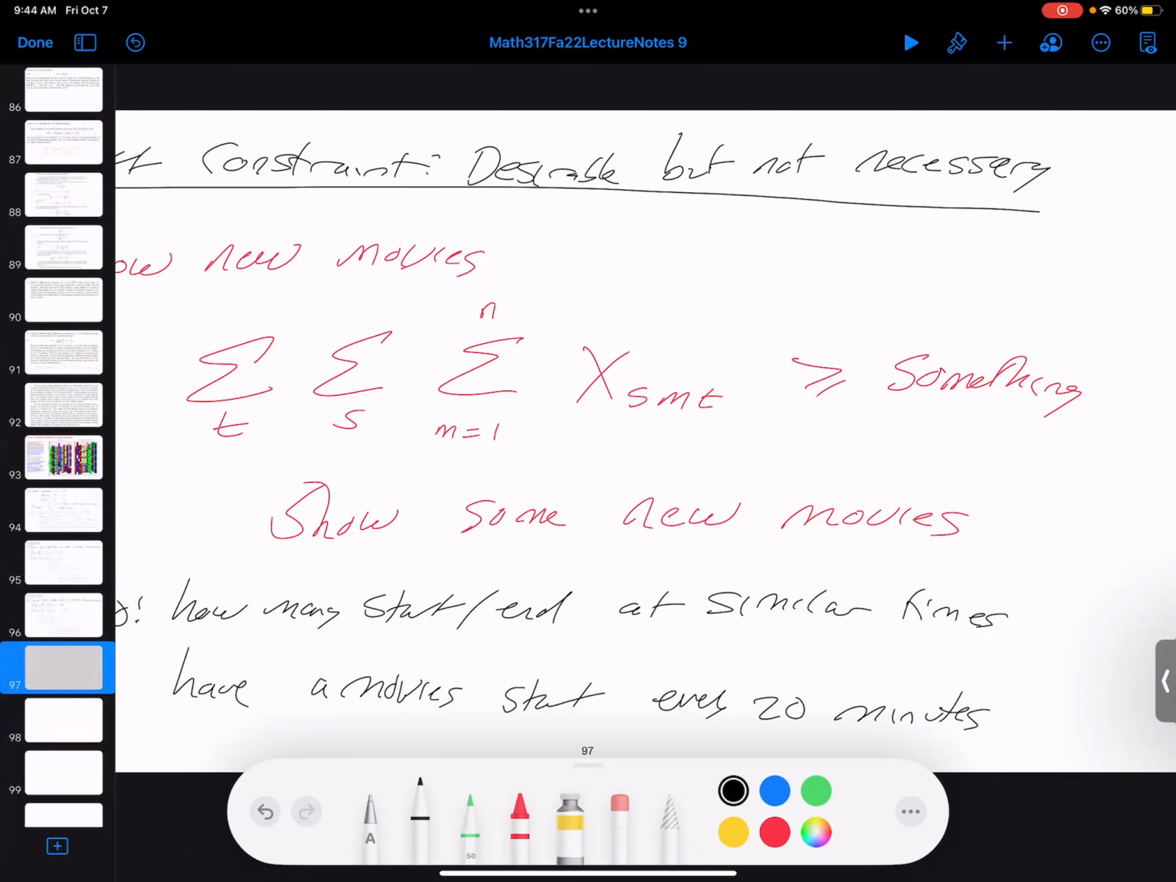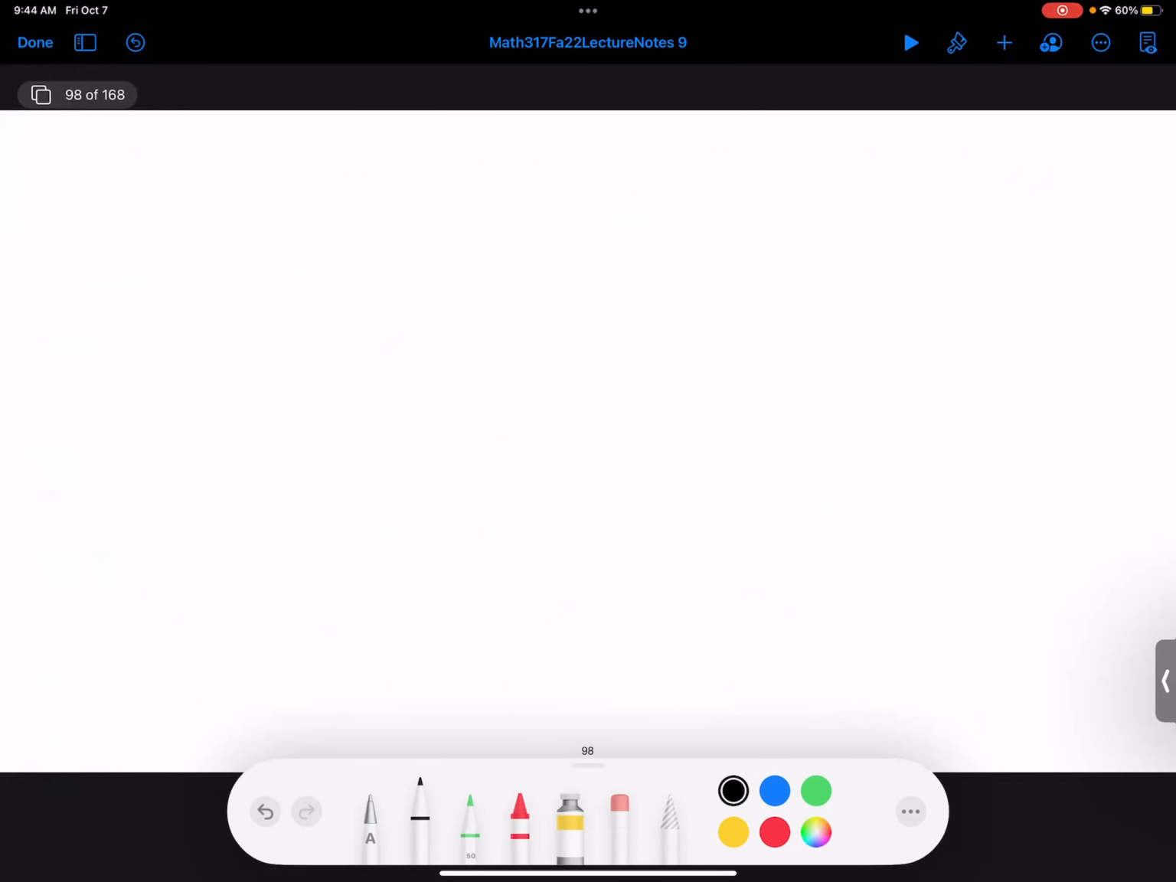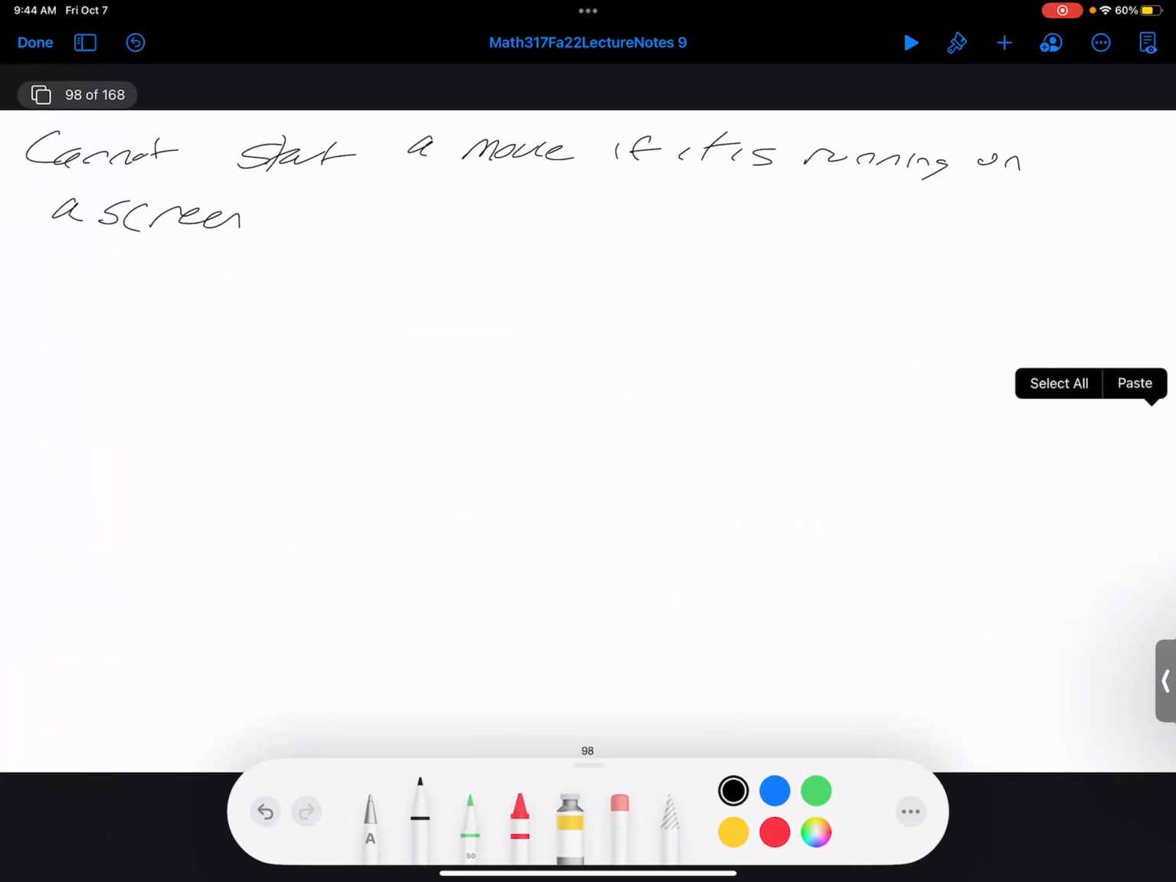There is, however, a hard constraint that we've missed. You cannot start a movie if it is running on a screen. So I'm not going to do this. I want you to do this. Think about this and you email me, what do you think this constraint should be? So try to come up with, I can't start a movie if it's running on another screen.